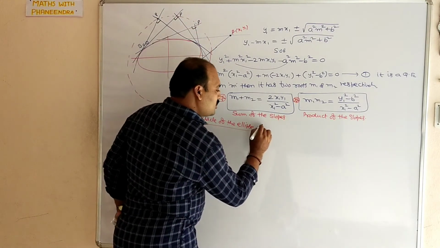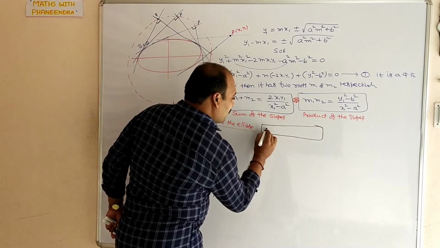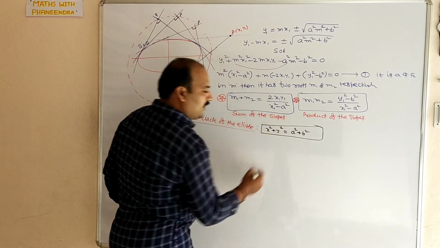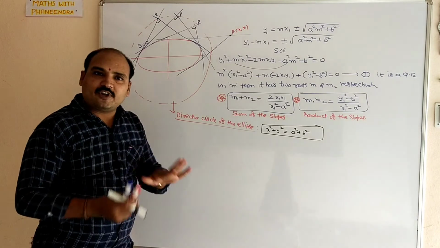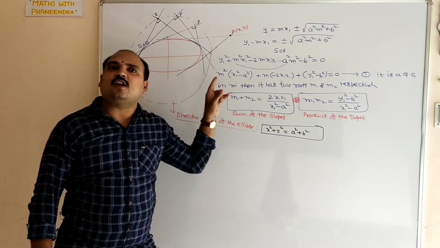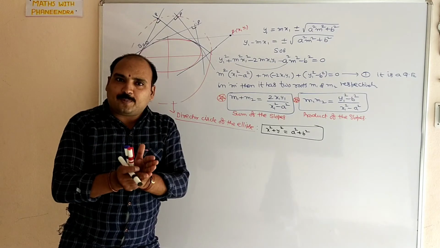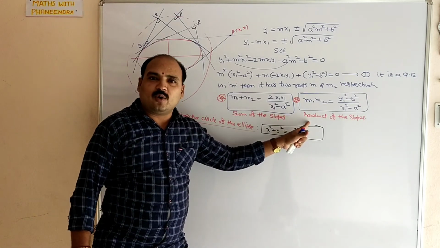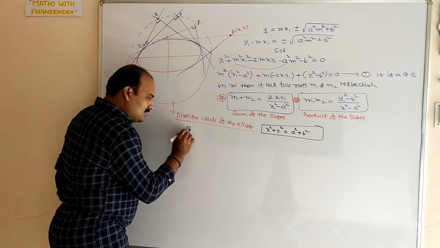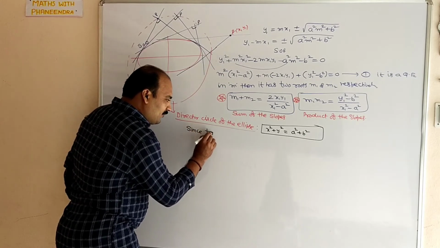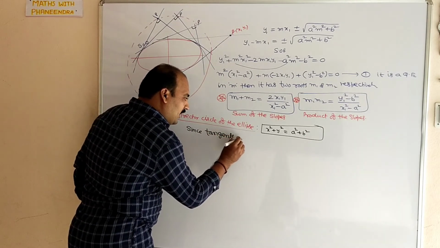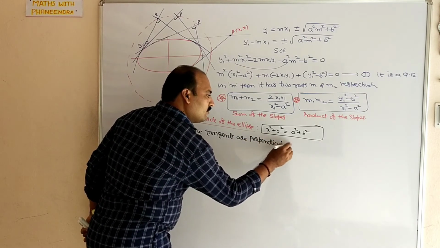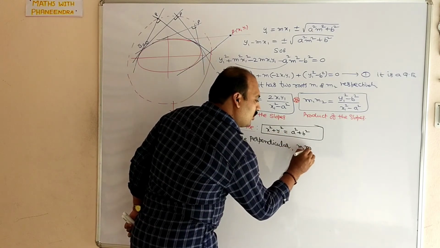So the equation of the director circle will be x square plus y square equal to a square plus b square. Sir, how do you know that? According to the definition of the director circle, the tangents are perpendicular. When the lines are perpendicular, what is the condition? The product of slopes equals -1. Here we have the product of the slopes. So in the director circle, since the tangents are perpendicular, m1 m2 equals -1.